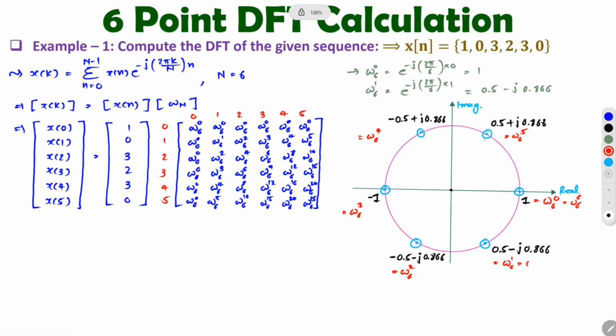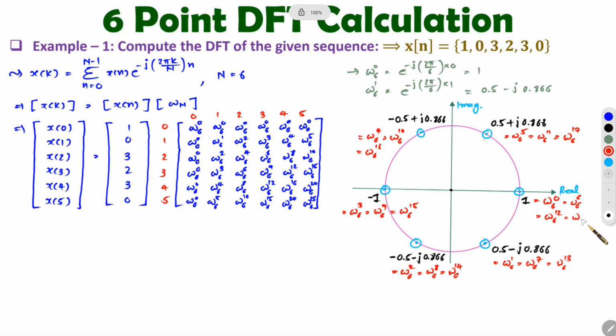Then here we have W6 to the power 7, then 8, 9, 10, 11, 12, 13, 14, 15, 16, and then W6 to the power 17, as we keep moving around the circle.